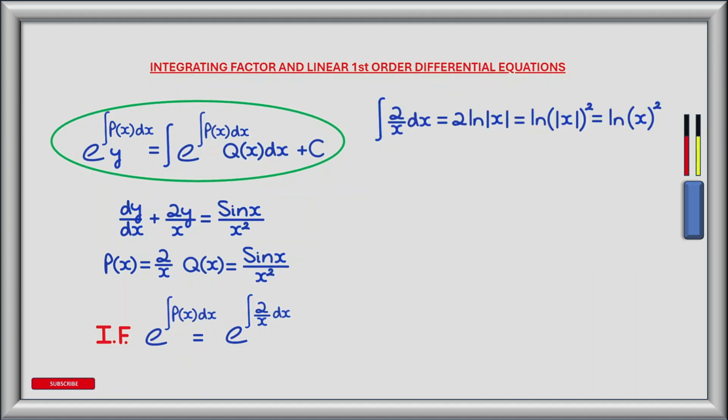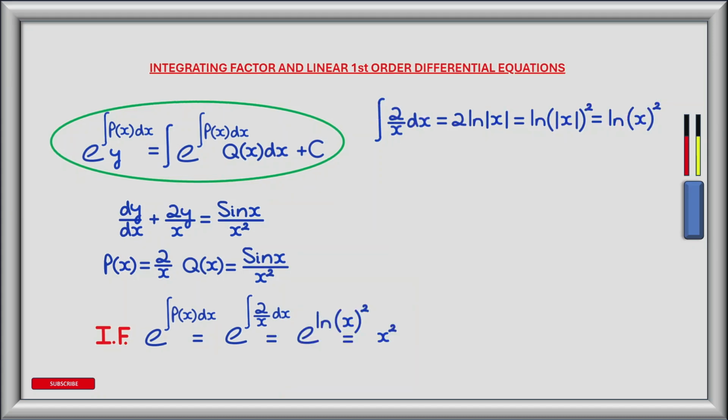If we now evaluate the integral of 2 divided by x dx, we get 2 multiplied by the natural log of the absolute value of x. And using the laws of logs, this simplifies to the natural log of the absolute value of x squared. Because x is squared, it can only ever be positive, so we can now remove the modulus and simplify this to the natural log of x squared.